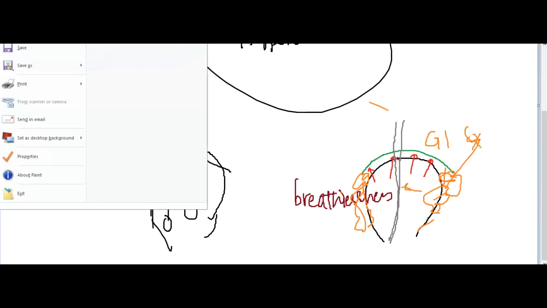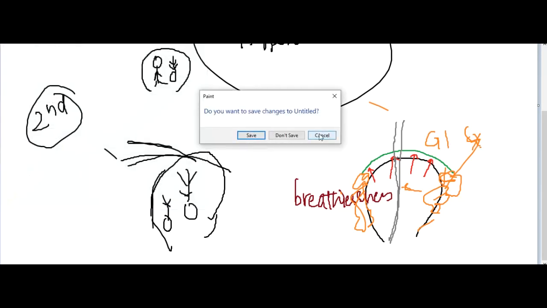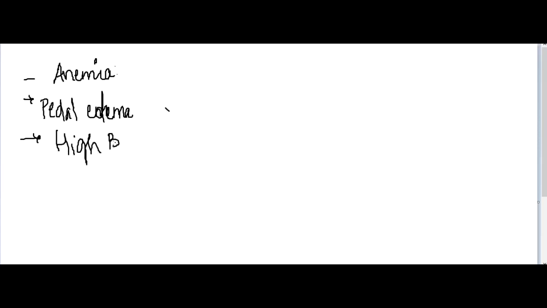Now we'll have to do the physical examination. In the physical examination, you will have to first look for anemia, because there is twin pregnancy, so there is a chance of anemia in these pregnancies. There can be pedal edema also, because the blood volume increases a lot, even more than in a normal pregnancy. As a result, there is a chance of pedal edema. And the patient also may have higher blood pressure, there is a chance of high BP. So these are the general findings which you see.